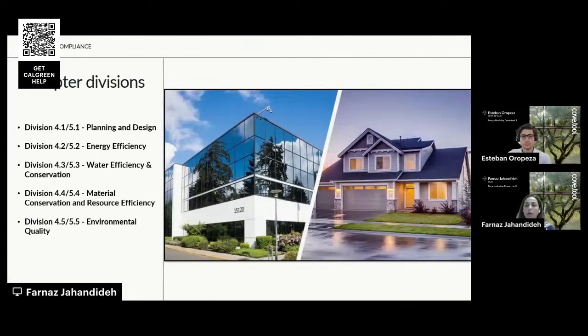Okay, so here we're going to go ahead and jump into the mandatory measures for chapters 4 and 5. As we mentioned, chapter 4 is all residential and 5 is non-residential, but they parallel each other in some parts. So as we go through these, when they are on the same page and topic, we will address them together.